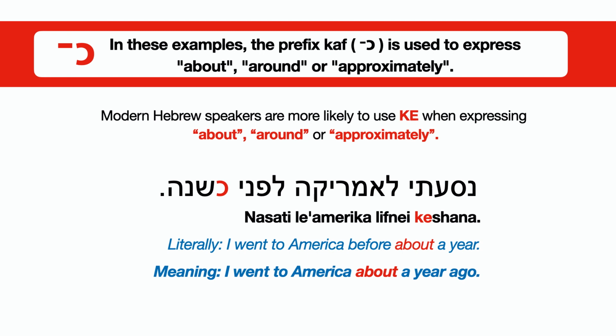Let's see this example. נסעתי לאמריקה לפני כשנה. נסעתי means I went. Le means to. Of course, America is America. לפני means before. Ke, okay, the prefix kaf here is pronounced as ke, and it means about, around, or approximately. And shana means year. I went to America before about a year.